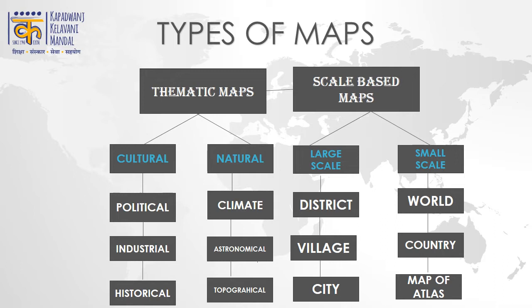And if we take a look at a scale based map, there are also two types, large scale and small scale. Large scale is further divided into district, village or city map. Small scale maps are divided into world, country map or the map of atlas.